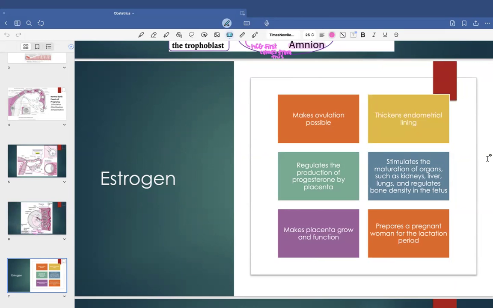It also stimulates maturation of organs such as the kidneys, liver, lungs, and regulates bone density in the fetus. It helps make the placenta grow and function. And it promotes milk development and breast enlargement in pregnancy. So it prepares a woman for the lactation period.